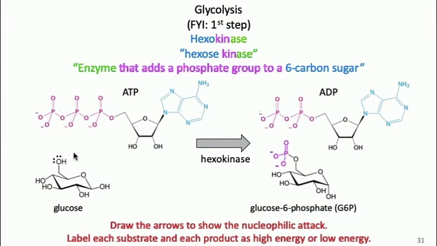So hexokinase grabs glucose, it grabs the coenzyme ATP, and it positions the glucose to nucleophilically attack ATP to pick up a phosphate group. Can you verify that that phosphate is attached to carbon 6? Also, will you go ahead and draw the arrows to show how that nucleophilic attack occurs? And for that matter, will you label each of the substrates and products as to whether they are high energy or low energy? Please pause and do so.